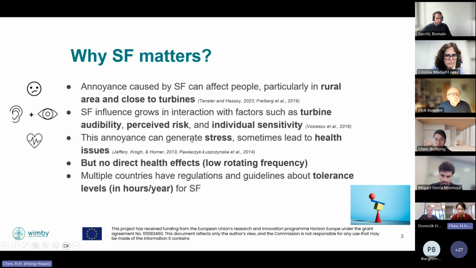And this annoyance can then generate stress, sometimes even leading to health issues. But again, there's no direct health effect, like leading to disease and so on. But there is some research focusing on the annoyance caused by shadow flicker. Also, multiple countries have regulations or suggested guidelines about the tolerance levels of shadow flicker, which in Europe is usually 30 hours per year.